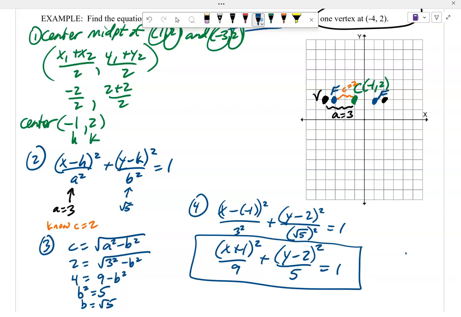And let's go ahead and draw this as well before I finish. If b is the square root of 5, so that's 2 point something up from the center and down 2 point something, you kind of draw this thing through those co-vertices.